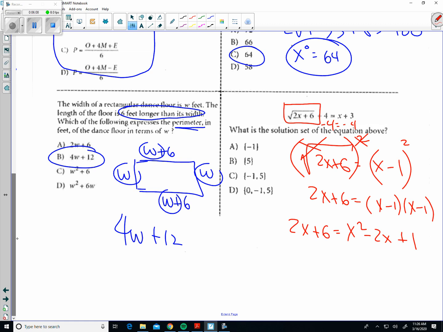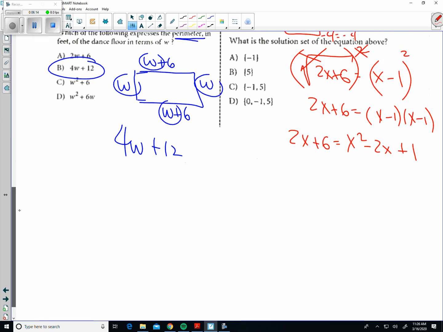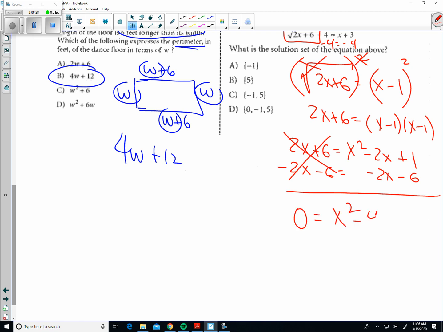At this point, we would set this quadratic equation equal to 0. And once we set equal to 0, we should be able to solve it pretty easily by using some nice factoring. So I'm going to subtract 2x and subtract 6 from each side of this equation. And in doing so, I'll get my left-hand side to be equal to 0. And now I'm staring at x squared minus 4x minus 5.